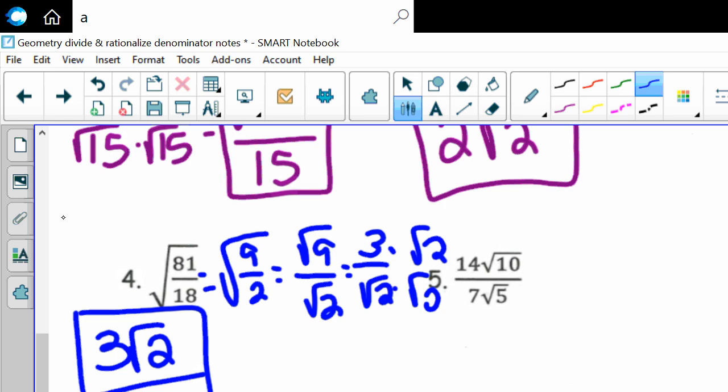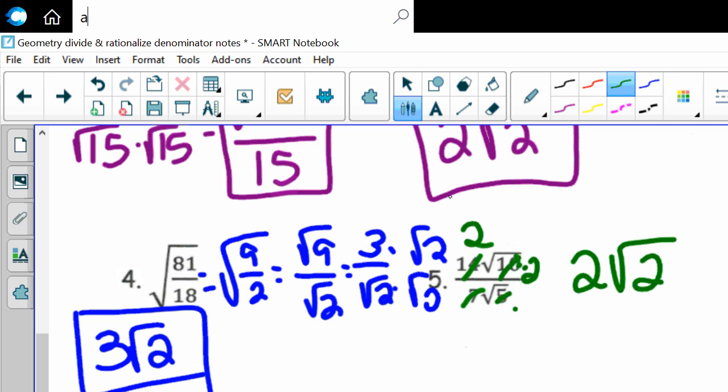All right, number 5, I have 14 square roots of 10 over 7 square roots of 5. Here, I can simplify that 7 goes in that 14 twice. Underneath my radical, I can divide that. So now I have a 2 on the top. Underneath radical, 10 divided by 5 turns into 2. So just by simplifying first, I made my life much easier, and I simplified to just 2 square roots of 2.